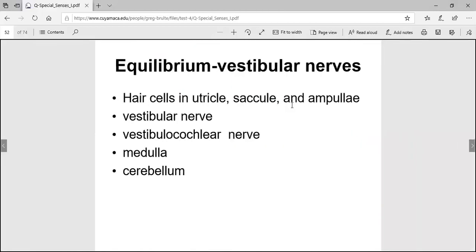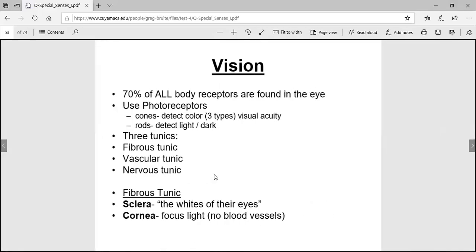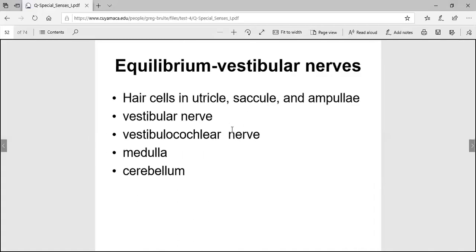So the hair cells in the utricle and saccule and ampullae, that's your receptors. I'm not going to do a tracing, but just make sure you know that balance goes to the cerebellum. Does that go through the thalamus? Nope. Because smell and balance do not go through the thalamus. And that was it. That was just a little piece that we didn't pick up.